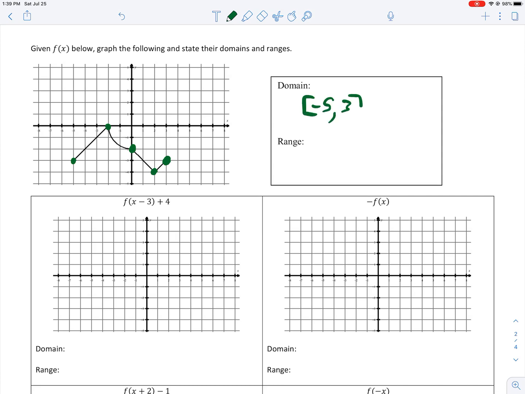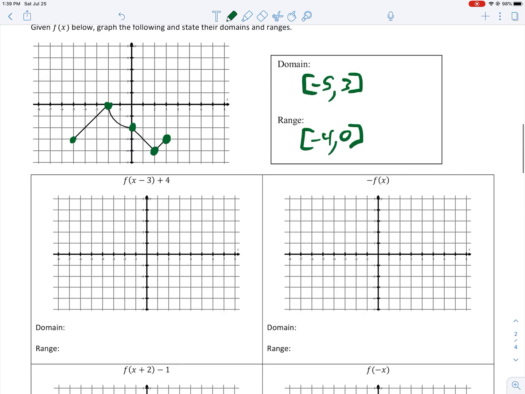It doesn't have any breaks, and it ends at 3. And why are these square brackets? Because these are solid points. I'm including the endpoints. The range, the lowest it starts is -4, and it goes up to 0. And again, solid points here, so there's closed brackets.